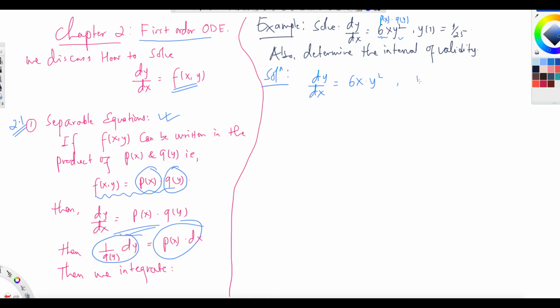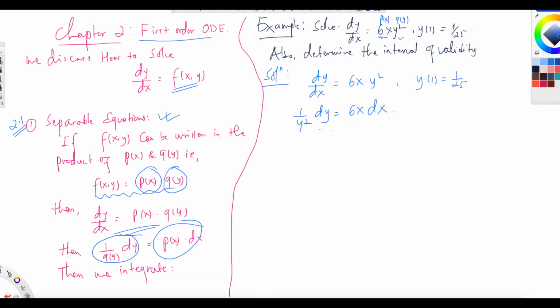And then also y at 1 is 1 over 25. So how do I solve this? Divide both sides by y squared. Why? Because I want to write it in separable form. On one side I want to write the y term only, or the differential dy. On the other side I want to write x and dx form. So I can write 1 over y squared dy equals 6x dx.